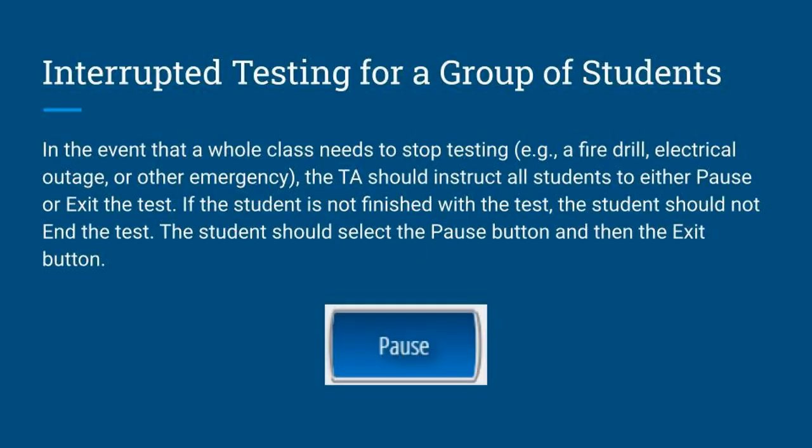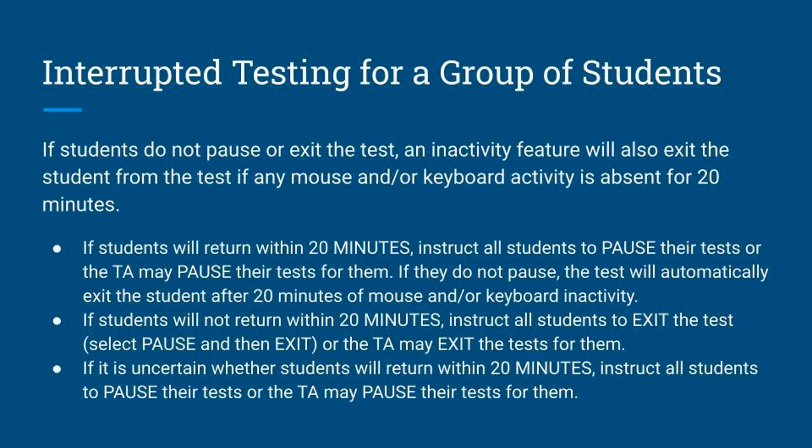Interruptions. In the event that a whole class needs to stop testing, like a fire drill or electrical outage or other emergency, the TA should instruct all students to either pause or exit the test. If the student is not finished with the test, the student should not end the test. The student should select the pause button and then the exit button. If students do not pause or exit the test, an inactivity feature will also exit the student from the test if any mouse and/or keyboard activity is absent for 20 minutes.